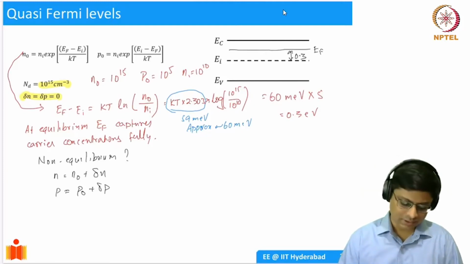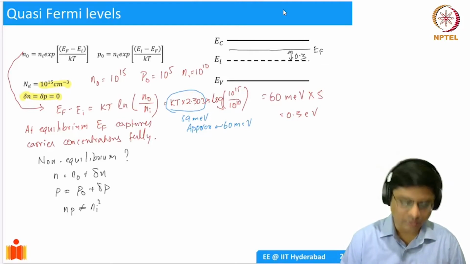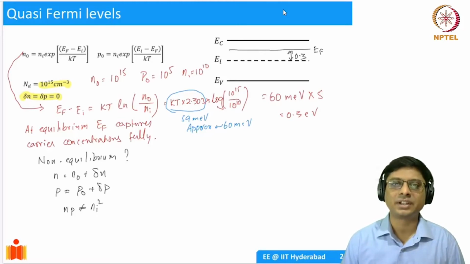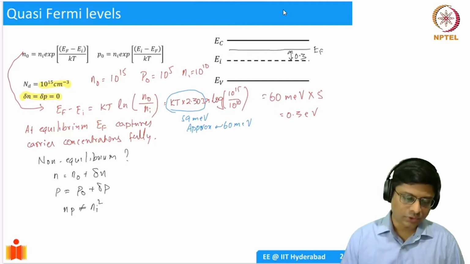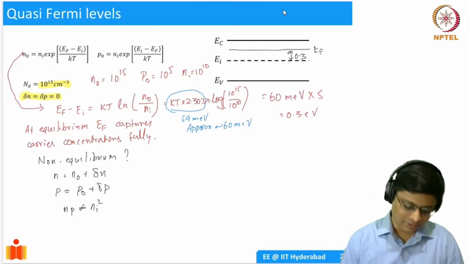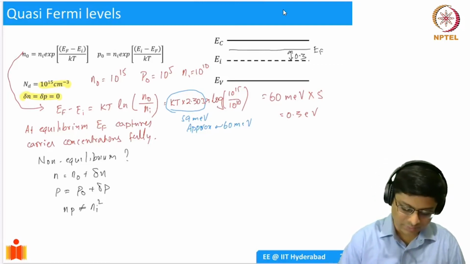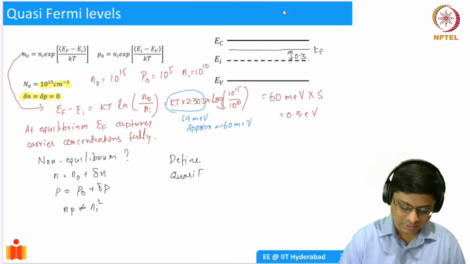And we said that N into P is not going to be equal to Ni square. These are excess carrier densities that we are introducing, let's say by shining light. We could get situations like this. So we want to be able to represent this on a band diagram. And to do that, we define Quasi Fermi levels.